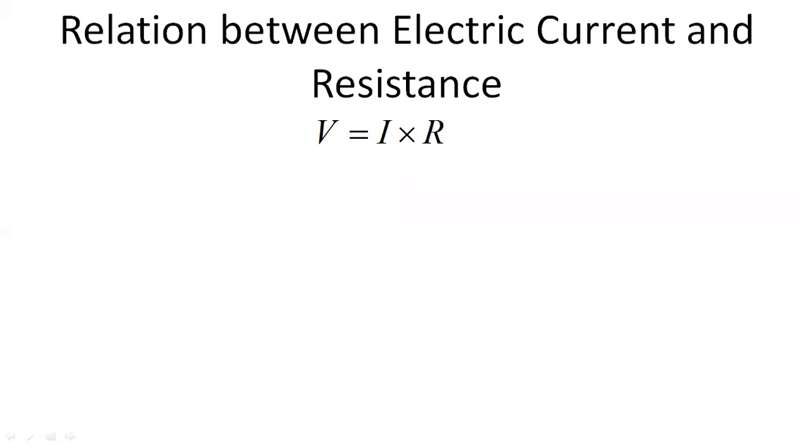Relationship between, direct relation between electric current and potential difference. Okay. Chalo. So we will try to create a relationship between electric current and resistance today. So the formula we have written is V is equal to IR.